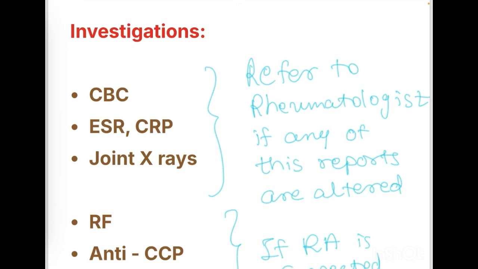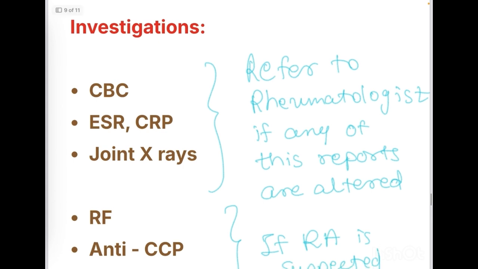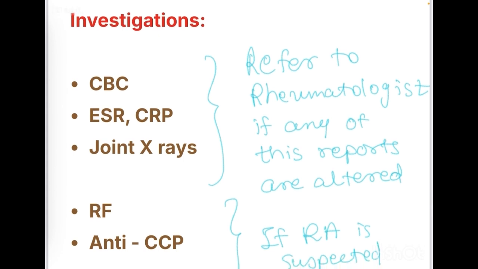Now we'll see the investigation. In which patient of episcleritis do we have to do investigation? If the patient is presenting with more than 2 episodes of episcleritis, then we have to do the investigation. The routine investigations will be CBC, ESR, CRP and joint X-rays. This we have to do to rule out any associated systemic condition. And then we have to refer the patient to the rheumatologist if any of these is altered.